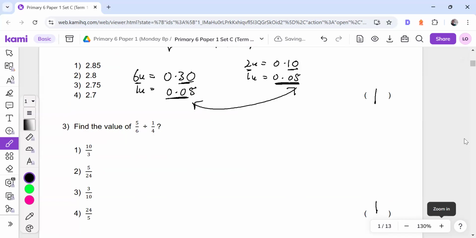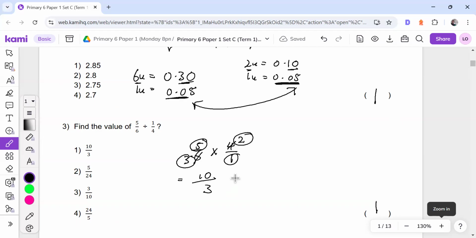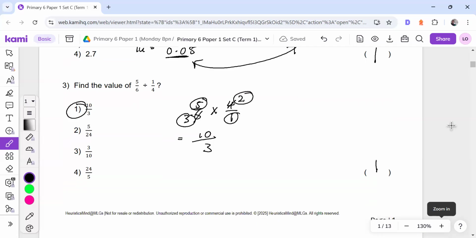Okay, how do you divide fractions? Keep, change the divide to times, flip. So keep, change, flip. All right, so cancel, cancel. You learn primary 5 how to shortcut. Cancel, cancel. 6 divided by 2, 4 divided by 2. Right? And then cannot cancel already. Then you multiply. 5 times 2 and 3 times 1. So you will get 10 over 3. And your answer is there already. No need to change it to mixed number. So number 1.